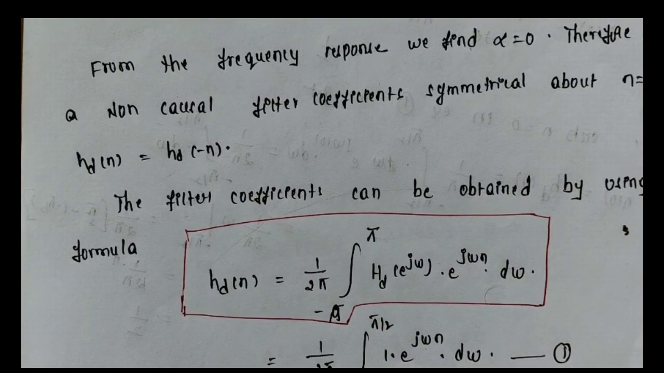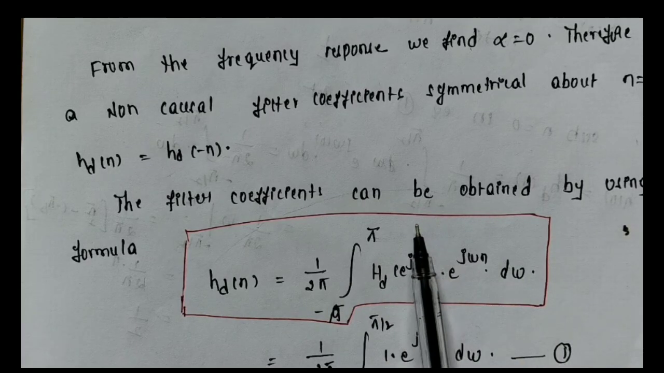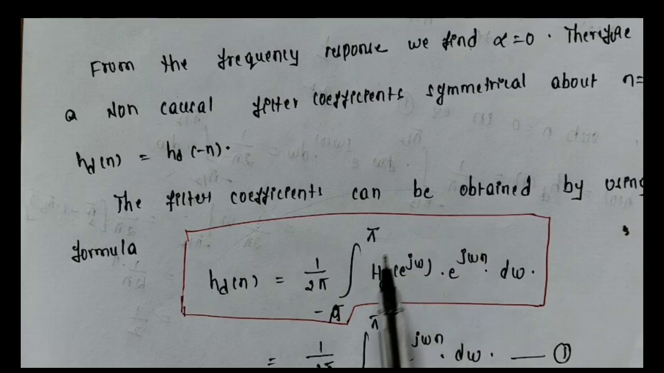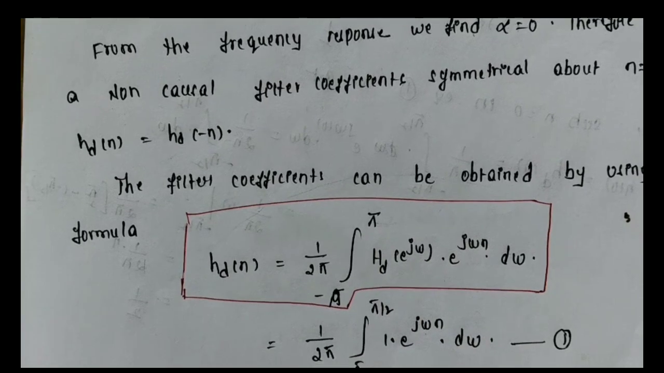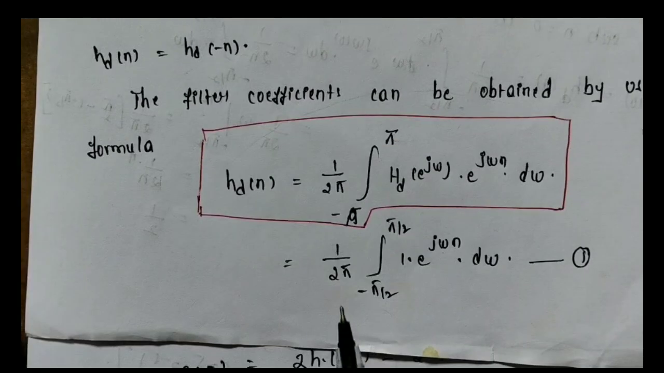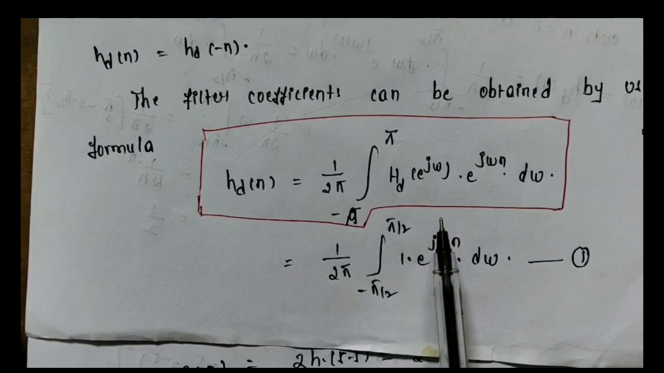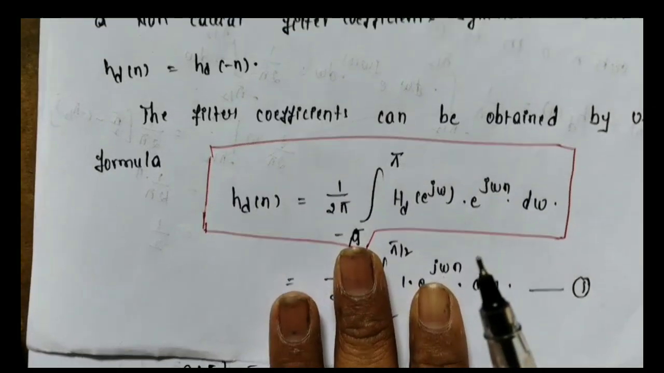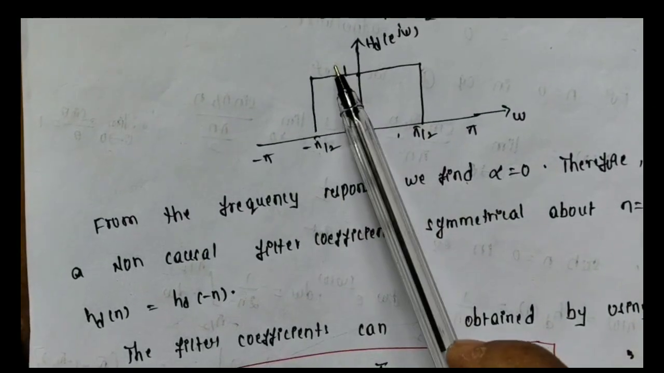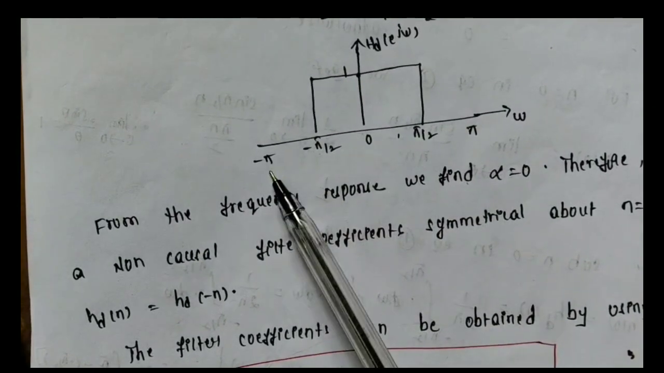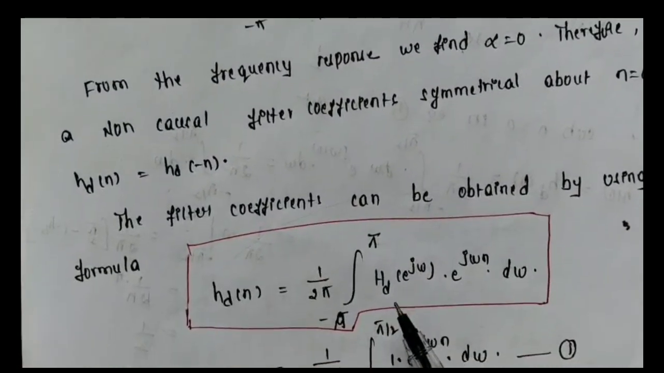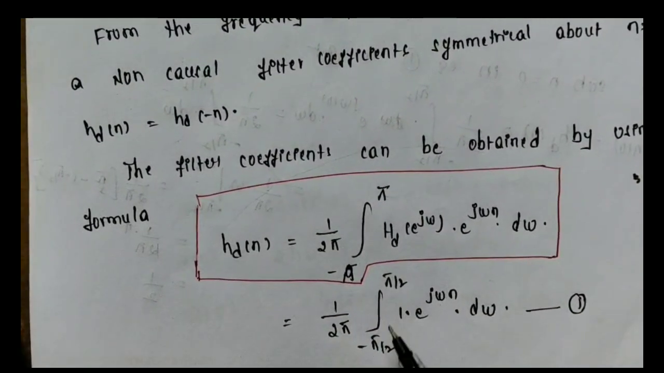HD of n is equal to 1 by 2 pi times the integration from minus pi to pi of HD of e power j omega into e power j omega n d omega. You have to practice this formula before going to the examinations if you want to solve the Fourier series method. Now according to our problem, this formula turns into 1 by 2 pi times the integration from minus pi by 2 to pi by 2, because only from minus pi by 2 to pi by 2 is the value equal to 1. Otherwise the value is 0. That's why our integration is restricted to minus pi by 2 to pi by 2.